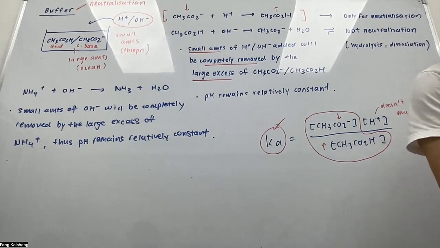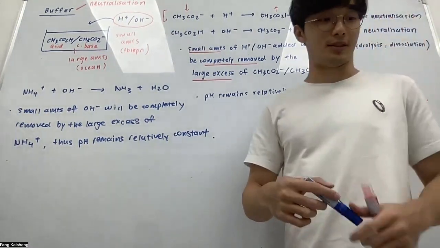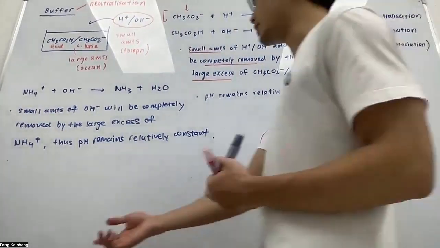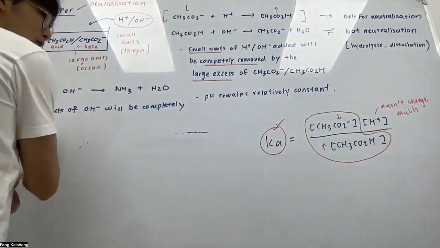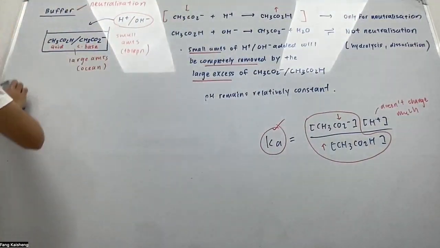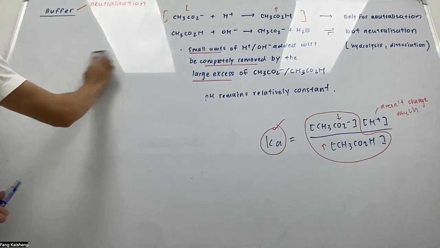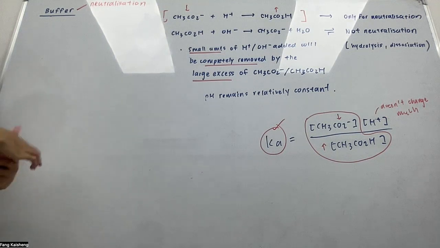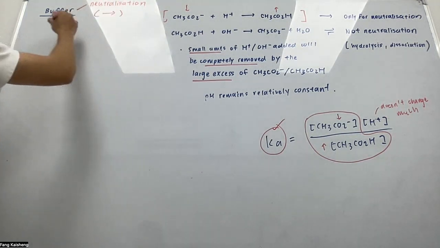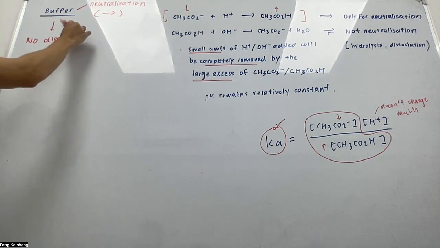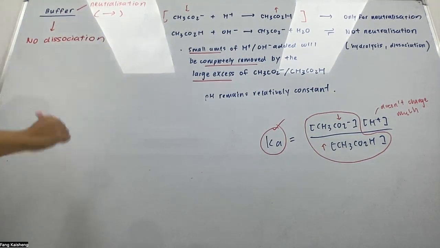I need you to highlight the words suppress dissociation. It's in the first bullet point. What does that mean? As I mentioned, buffer is only about neutralization. So anytime you do a buffer question, what is the arrow? Always a full arrow. But write this down also. Buffer has no dissociation, so you'll never use a reversible arrow for buffer.